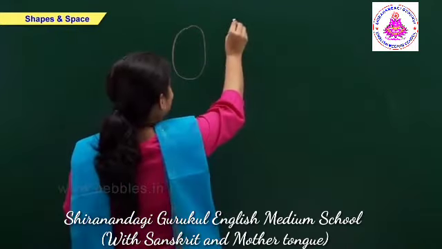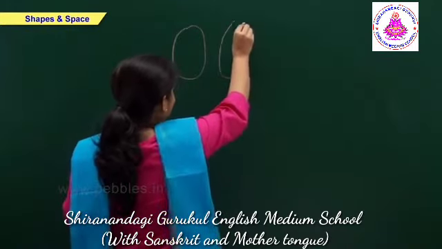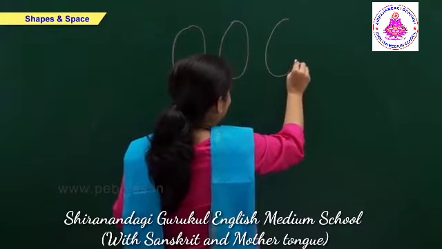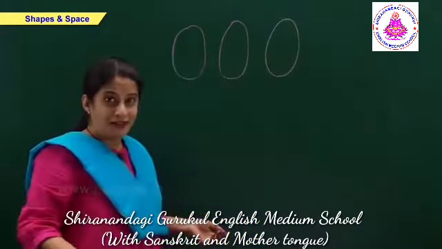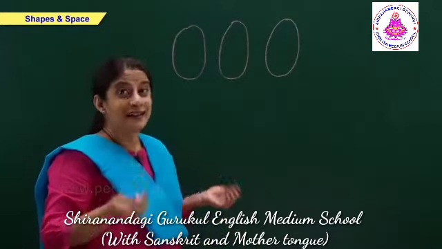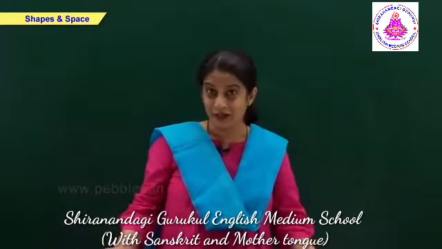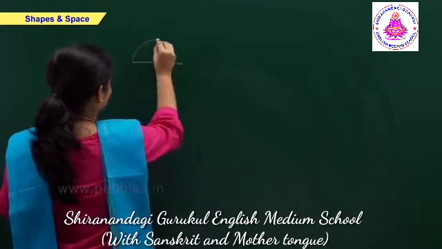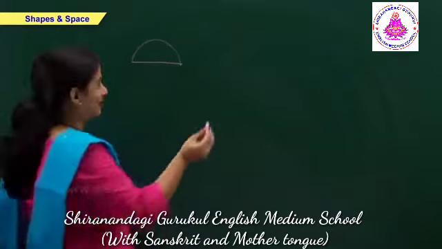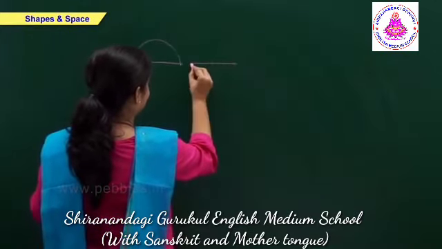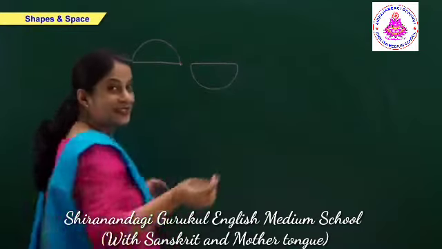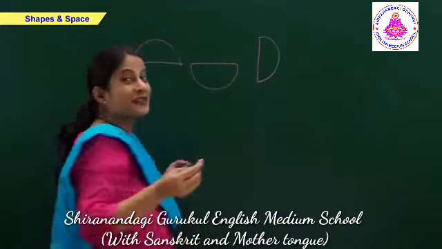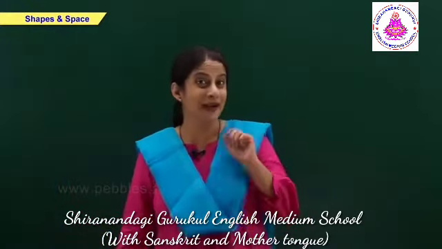Oval. Shape of an egg is like an oval. Now let us draw a semicircle. Semicircle. Now let us draw a pentagon.